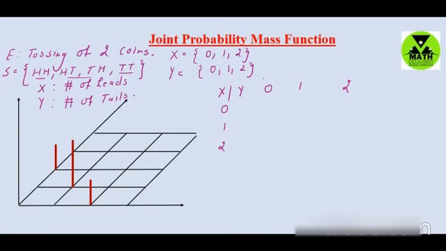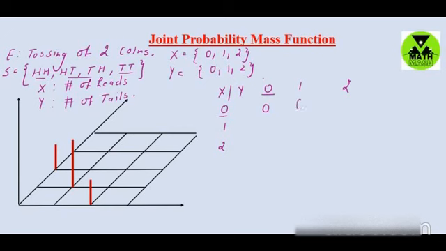Now, when x is 0 and y is 0, what does it mean? Zero heads and zero tails. So what is the probability of getting 0 heads and 0 tails? At the same time, we do not have any such outcome for this experiment. So the probability is going to be 0. Then 0 heads and 1 tail: there is no such outcome here.